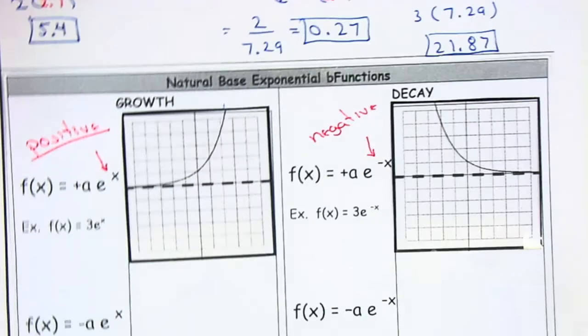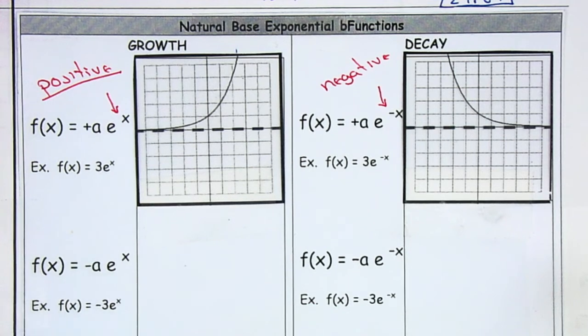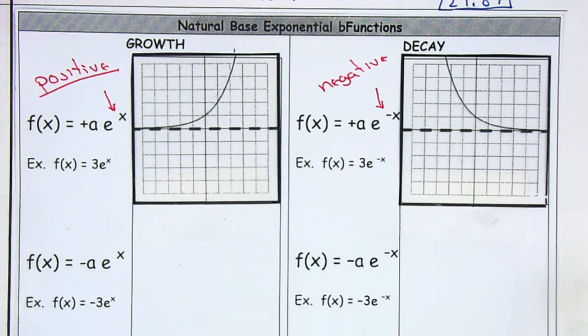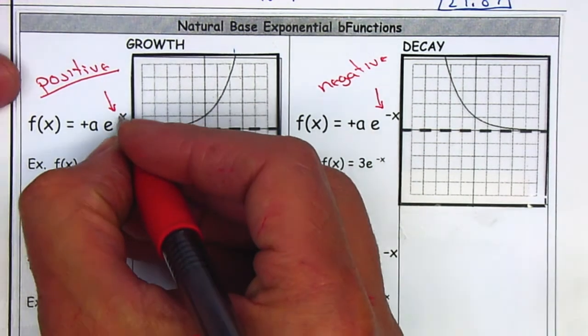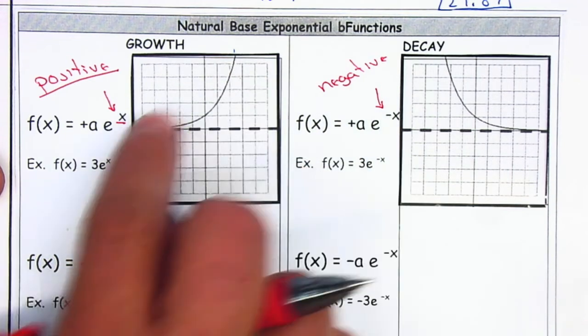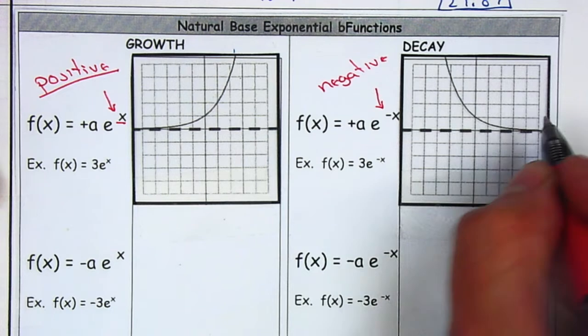Now, let's look at the graphs of natural base function. It's going to be an exponential growth or decay, just like we've seen before. The only difference is that if the exponent is positive, that's going to be an exponential growth. If the exponent is negative, it's going to be an exponential decay.